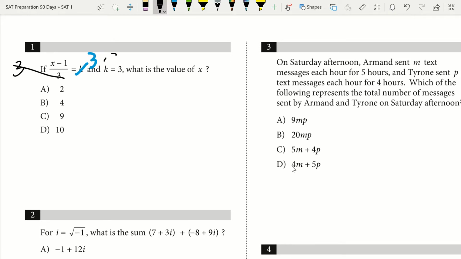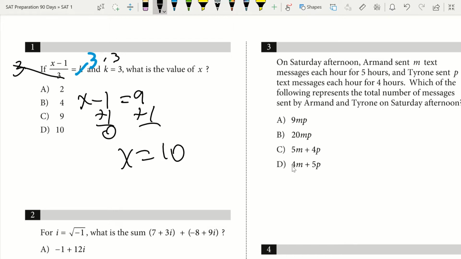So now I've got 3 times 3, that's going to give me 9. So now I see that 9 equals x minus 1. I add 1 to each side. I see then that x is going to equal 10. So 10 will be my answer there. Asked for the value of x. Important to pay attention to this last part. So answer there is going to be D. So 1 is going to be D.